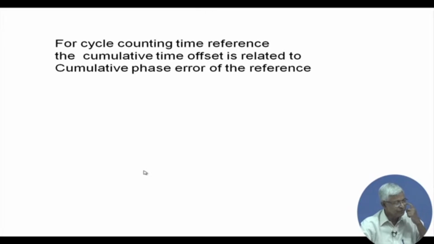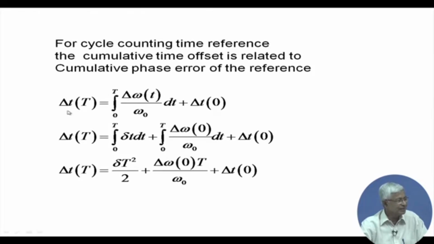In the time when you do, actually time is counted with number of cycles from the same reference. So, cycle counting is the time reference, and so the cumulative time offset is related to the cumulative phase error of the reference. So, the cumulative time offset over capital T time is delta omega t by omega naught dt, that is the phase error, plus the initial time offset whatever was there at 0 time when it started transmission, that time, what is delta t.